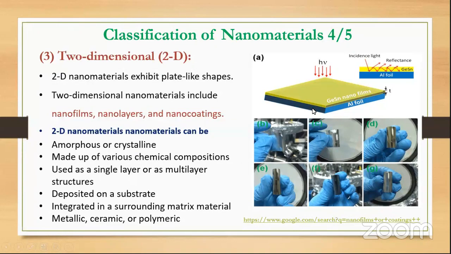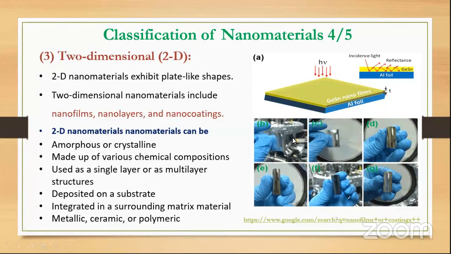See here, this is called nano-coated films. Maybe a single coating, double coating, or multi-coatings are also available. These are called nano-coated films. Here we have given one example, germanium SN nanofilms. Here a single-wall coating, double coating, or triple coating may also be available.